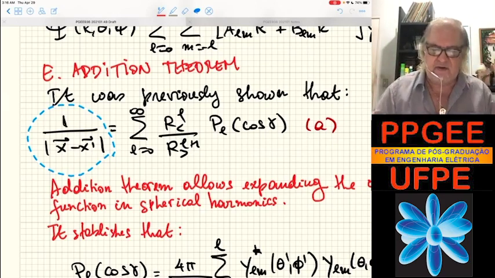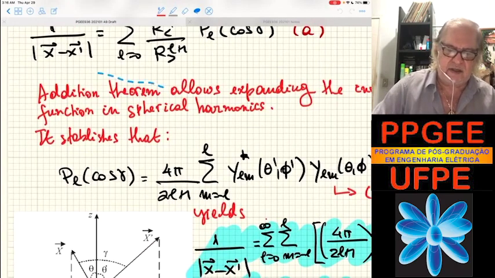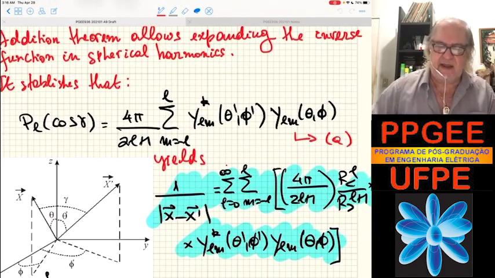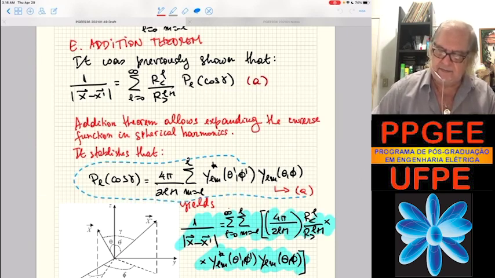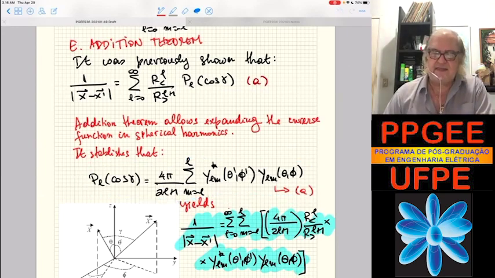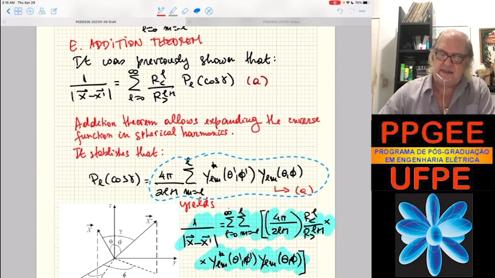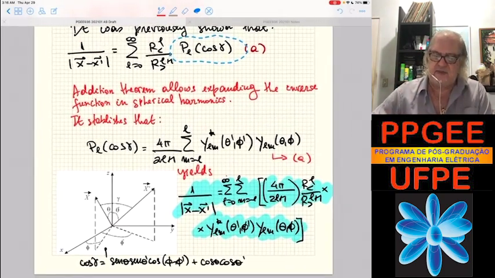When we talk about expansion of the inverse function in terms of spherical harmonics, this is called the addition theorem. It says essentially that P L of cosine gamma that appears in the sum here can be written in this form. So if we insert this expansion in here, you have the formula that gives you the addition theorem.